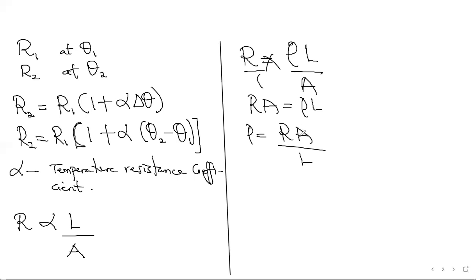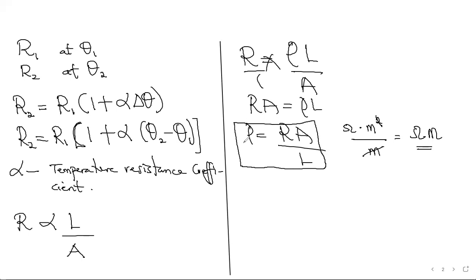So what do you think the unit will be? Resistance is in ohms, area is in meters squared, and length is in meters. So one meter will cancel one meter here. So the unit of resistivity will be ohm meter. This is the formula for calculating the resistivity of the conductor.